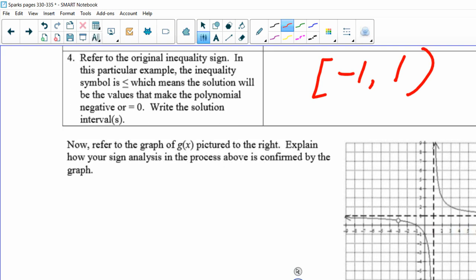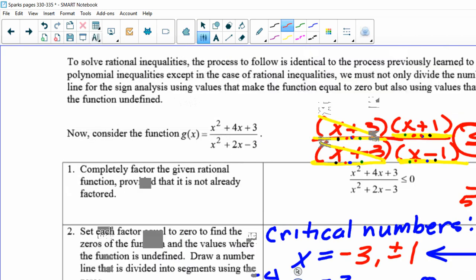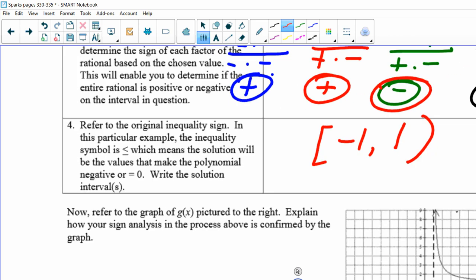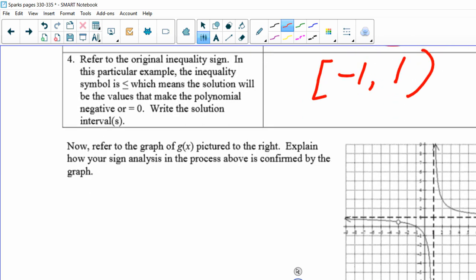Does that make sense graphically? Graphically, what does less than or equal to 0 mean? On or below the x-axis? Is this graph under or on the x-axis? From there to there, including negative 1, but not including 1? Yes. You betcha.